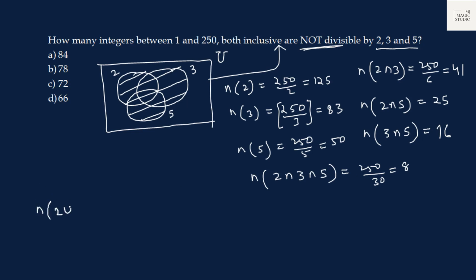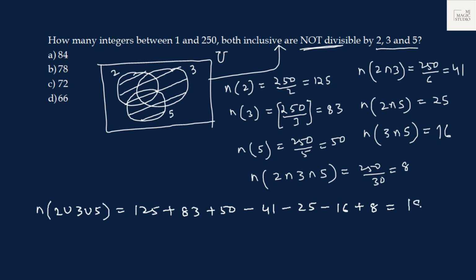Now, union of 2, 3 and 5 is NA plus NB plus NC minus A intersection B minus B intersection C minus A intersection C plus A intersection B intersection C. If we solve this, we'll get 184. That means this area is 250 minus 184, that is 66. So we have got 66 numbers between 1 and 250 both inclusive, which are not divisible by either 2, 3 or 5. Option D is the pick.